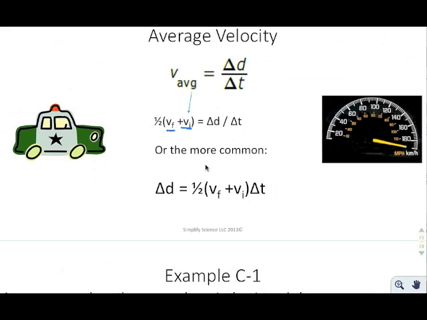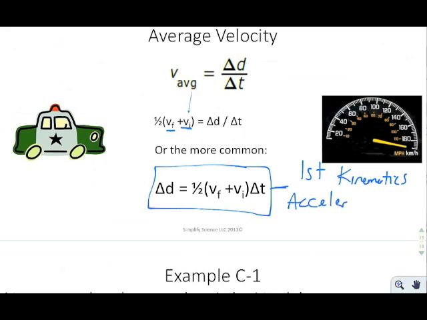Now, this can be rearranged, and the more common version of this equation is this right here. Delta D equals 1/2 (VF plus VI) delta T. That right there represents the more common one. This is going to be known as your first kinematics accelerated motion equation.